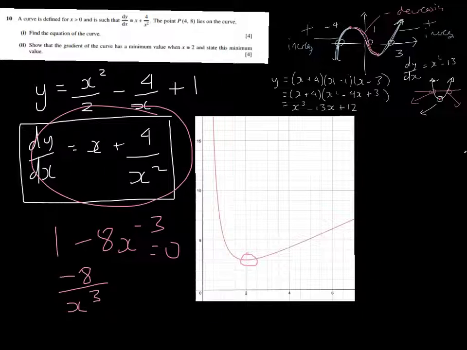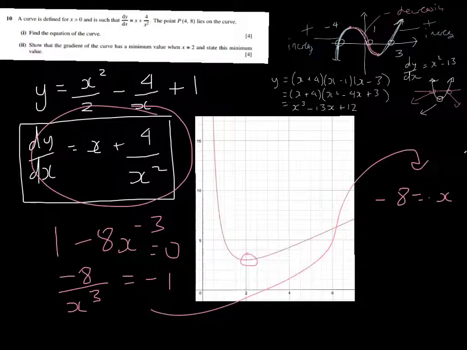What I'm going to do from here is turn this back into a nice whole number power like that. I'm going to move the negative 1 to the other side. Then I'm going to make that negative 8 equals a negative x to the power of 3. If you look at that, 8 equals x to the power of 3, and then the third root of 8 is in fact 2.